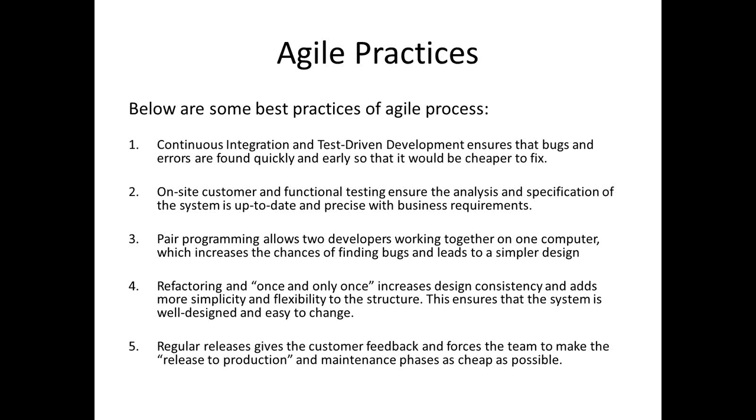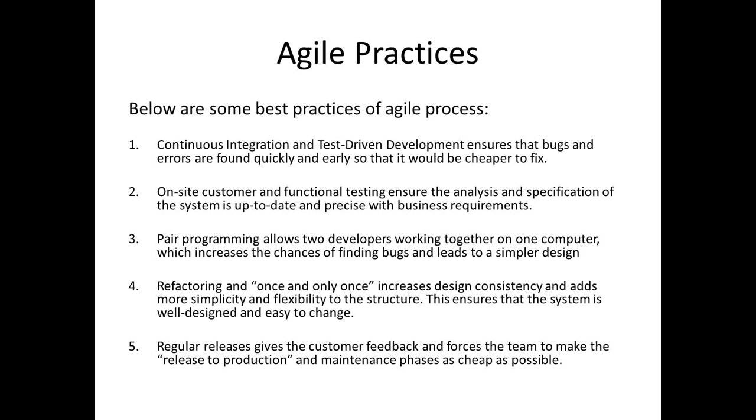Refactoring and once and only once increase design consistency. So what Agile says is, even though your code is working and giving you the desired result, you should not stop there. You should try to refactor your code. So what does refactor mean? It says that you should be able to improve your code, and it should be working code. You should not try to improve code which is not working. So if the code is working and doing its desired job, then you can go for refactoring and improving that code quality. And that way you can get a well-designed and more flexible system.